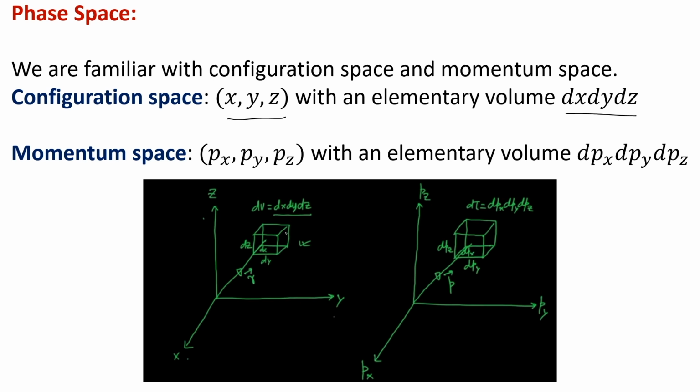So, it is a small cube, and each of the sides are dx, dy and dz, and with respect to a certain origin, there is a point at the center of the cube which has a position x, y and z, which is not shown here, but that is what it is.